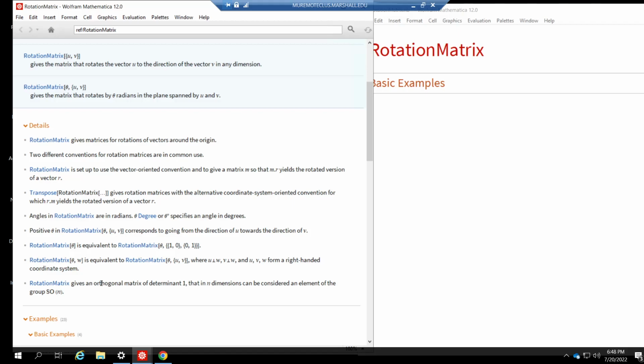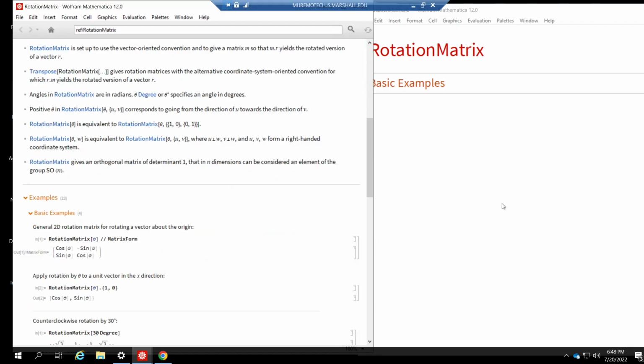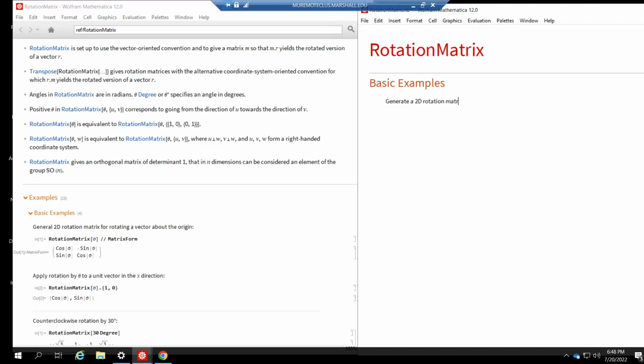RotationMatrix gives an orthogonal matrix of determinant 1 that in n dimensions can be considered an element of the group SO(n). Examples, basic examples. Generate a 2D rotation matrix for rotating a vector about the origin.